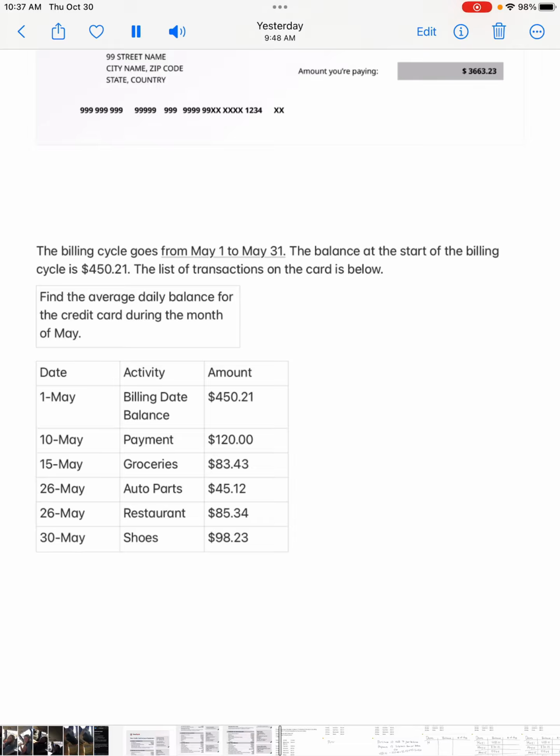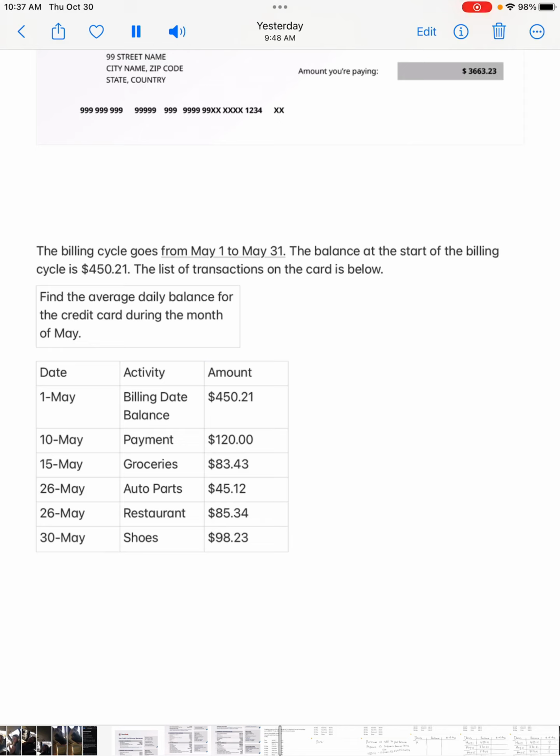So credit cards can be a wonderful thing. They have a very negative connotation. That's because people often use them to buy things that they can't afford. But if you can afford to pay it off every month, it's a great way to manage your finances and to get points or cash back or things like that in the process.